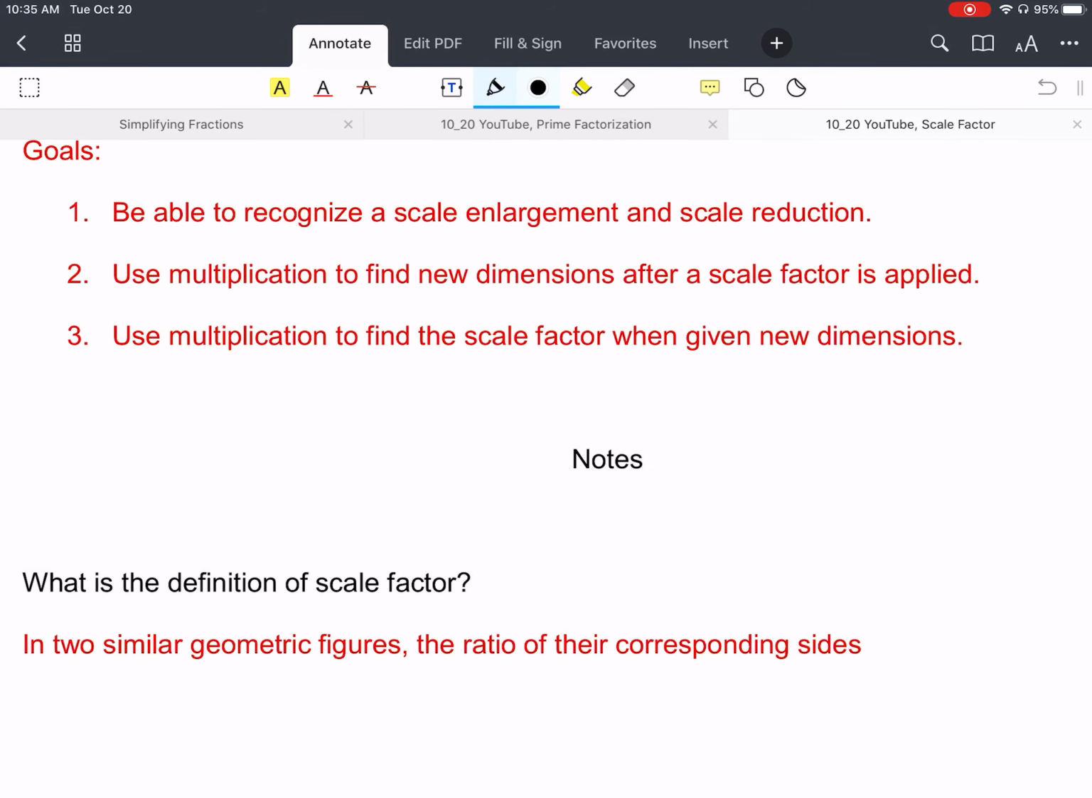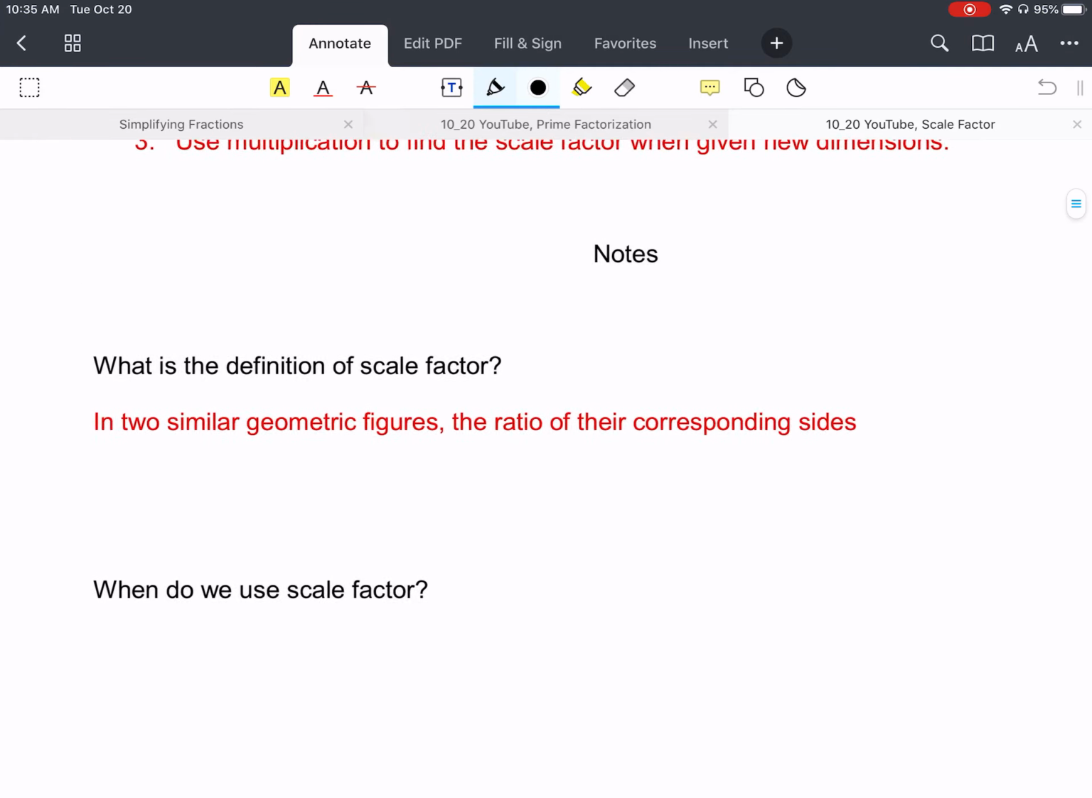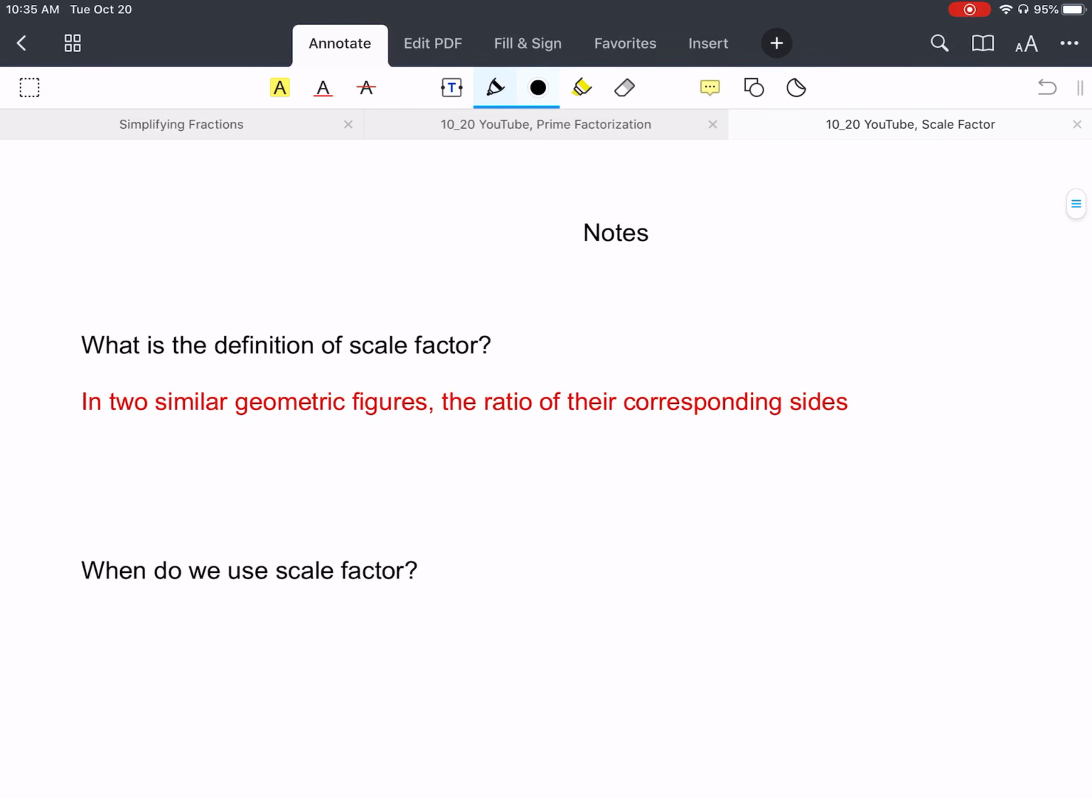So what is a scale factor? The math definition is, in 2 similar geometric figures, the ratio of their corresponding sides. When do we use scale factor? Scale factor is used when we want to make, say, a picture either much bigger or much smaller.